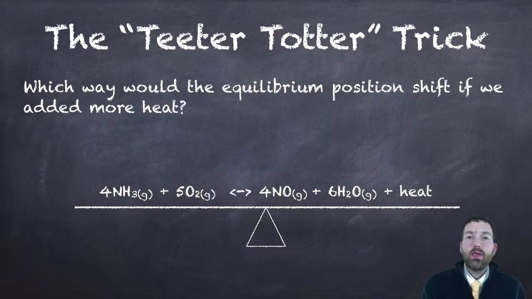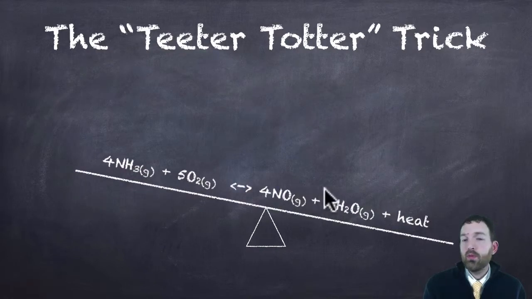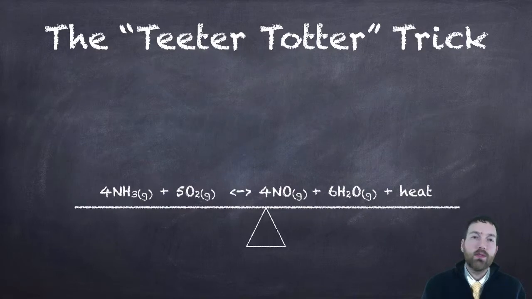Here's another one. Which way will the equilibrium position shift if we add more heat? Remember, we treat heat as if it's just another kid on the teeter-totter. In this case, heat is on the right-hand side of the teeter-totter. So if I add more to the right, the equilibrium position will be not in balance, and the teeter-totter will tilt to the right. So which way will it shift to bring it back into balance? And of course, we'll shift to the left. These two are going to start combining more frequently with this extra heat, and they are going to react to produce these reactants on the left, and it will come back into balance as we shift it to the left.